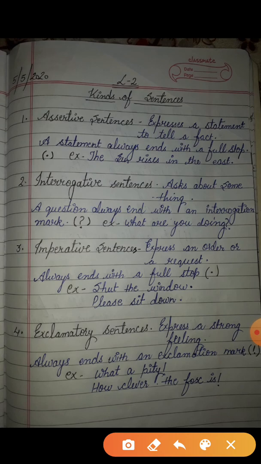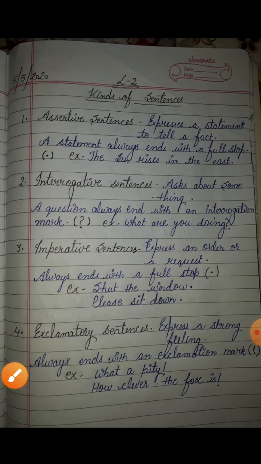Students, kinds of sentences. Here 4 kinds of sentences are: number 1, assertive sentences, number 2, interrogative sentences, number 3, imperative sentences, and number 4, exclamatory sentences. First of all, assertive sentences.